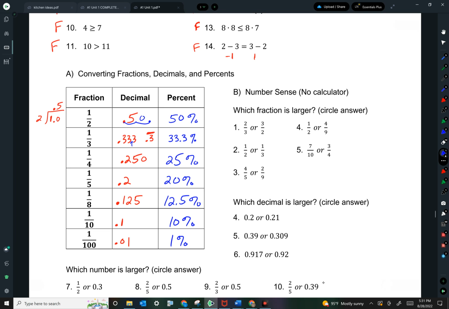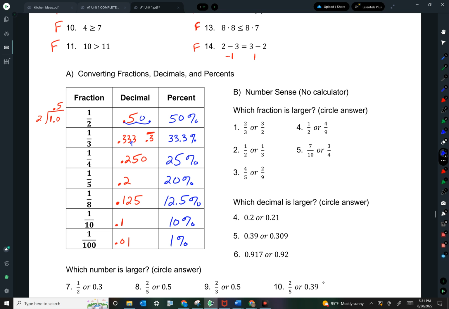Now I expect you to know those, without having to pull up a calculator. If you know those, that's going to create a lot of number sense for you. So if I look at this, which one is larger? And this is all no calculator. Which fraction is larger, 2/3 or 3/2?